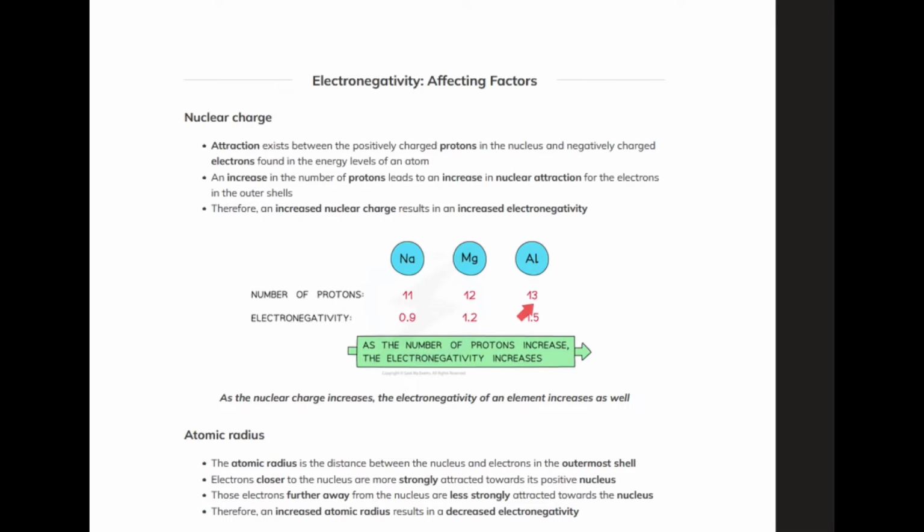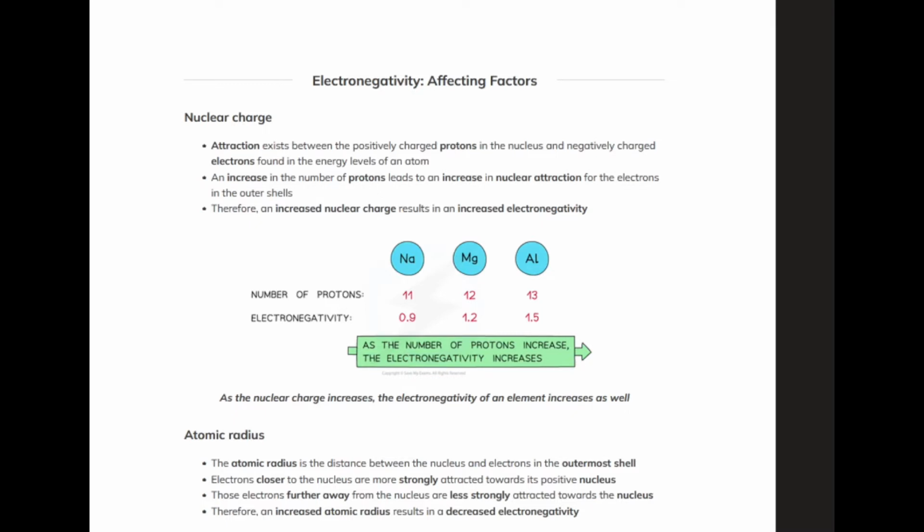Sodium, magnesium, aluminium, more and more protons. So when there are more and more protons, the attraction of electrons is getting greater and greater. It is shown by the values here, 0.9, 1.2, 1.5. So this is greater in attracting the electrons. Therefore, an increased nuclear charge results in an increased electronegativity. This one has greater electronegativity because of the greater number of protons.